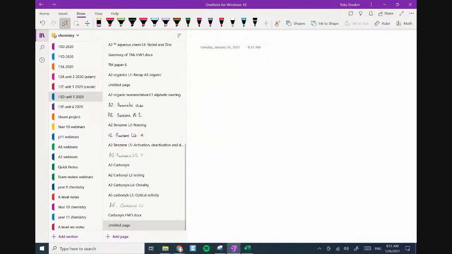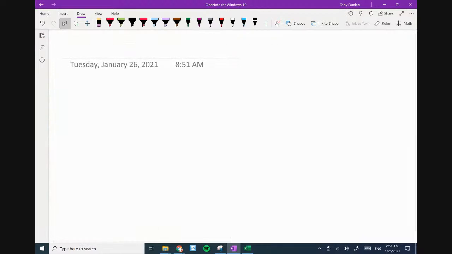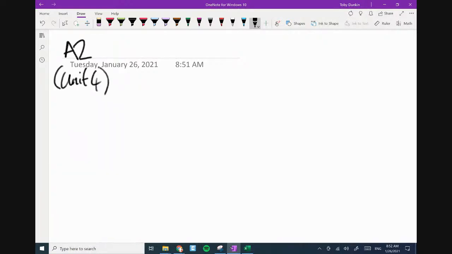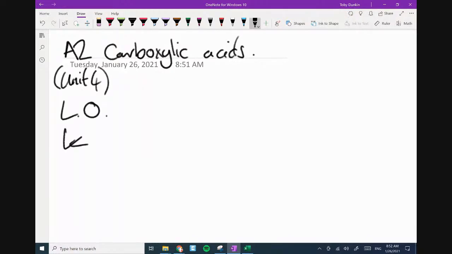So today's lesson, we're going on to carboxylic acids. So let's crack on. So this is A2. Now, by the way, technically, if you're interested, this is Unit 4 for EdExcel, and this is carboxylic acids. Three learning objectives. Number 1, know the properties.